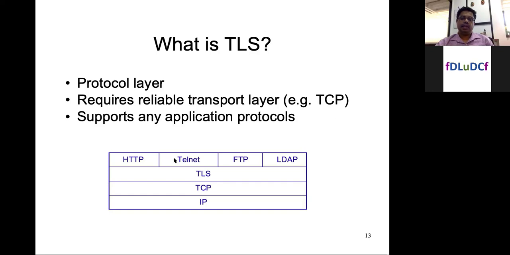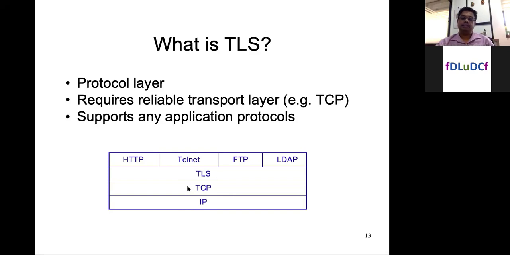TLS means Transport Layer Security. When you say transport layer security, you know the basic ISO layered architecture of networking. We have the physical layer, then the media access control layer, the IP layer, the TCP layer, and of course on top of that we have the application. TCP means Transmission Control Protocol. So when you say transport layer security, people think TLS works here.